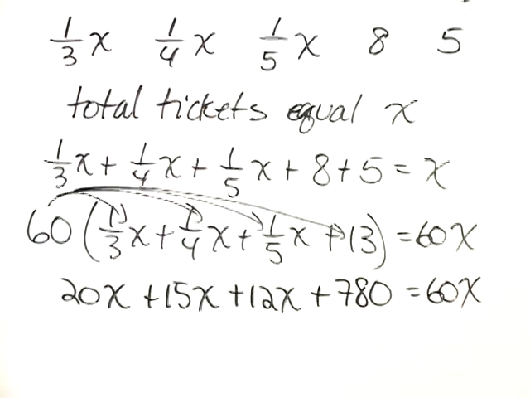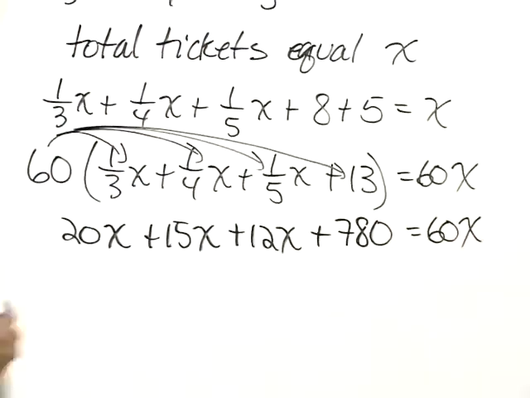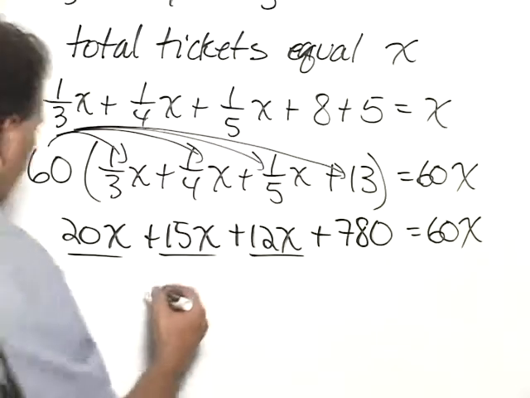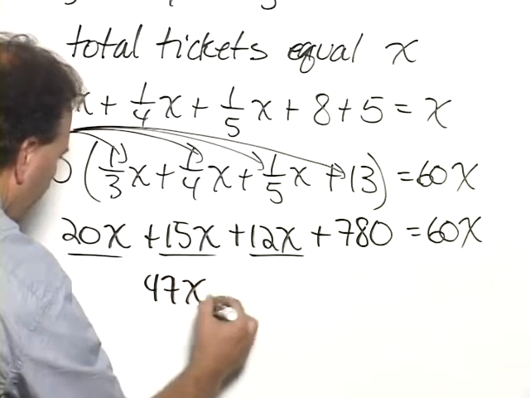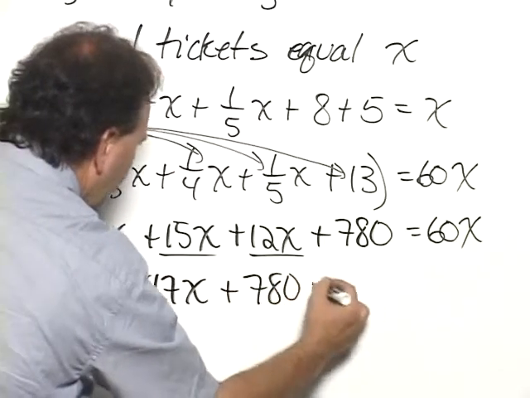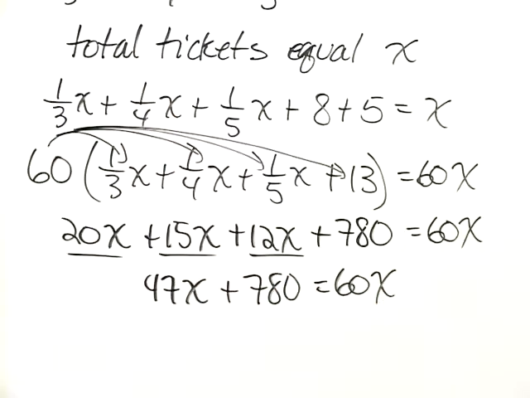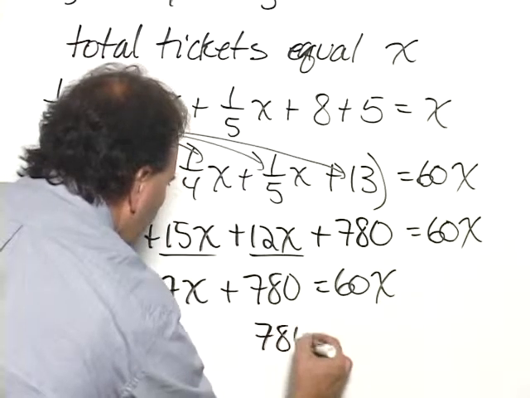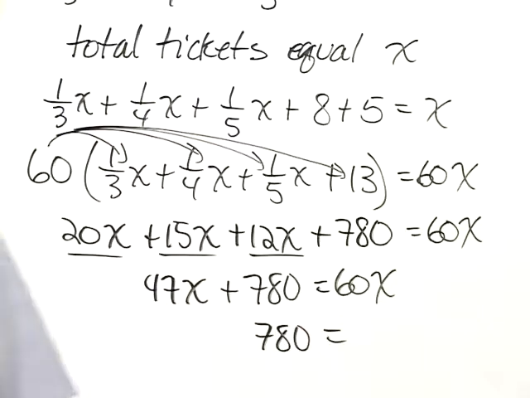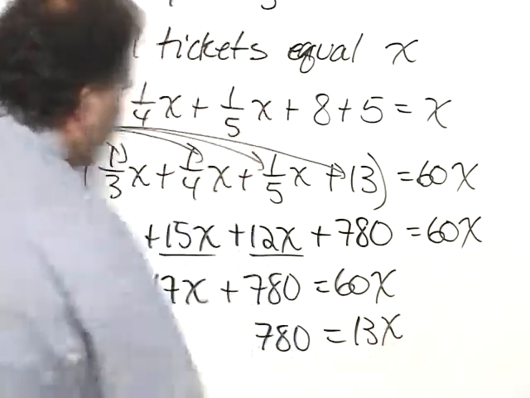And then on the right-hand side, it's equal to 60x. We can combine the 20x, 15x, and the 12x. We add their coefficients, and that's going to add up to 47x plus 780 equals 60x. Now we subtract 47x from each side. We have 780 is equal to 13x.